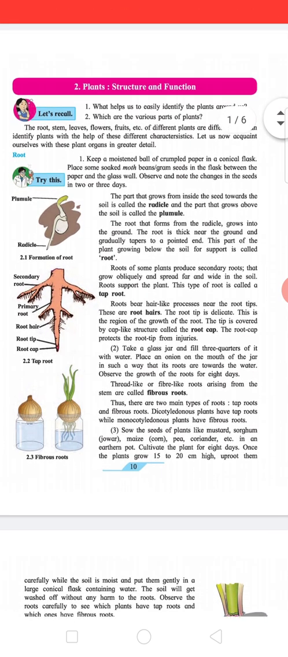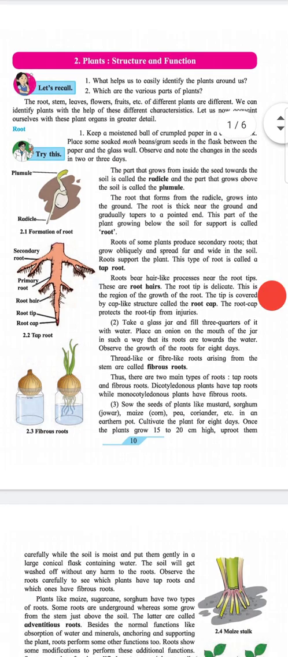The root that forms from the radicle grows into the ground. The root is thick near the ground and gradually tapers to the pointed end. This part of the plant growing below the soil for support is called root. Roots of some plants produce secondary roots that grow obliquely and spread far and wide in the soil. Roots support the plant. This type of root is called taproot.